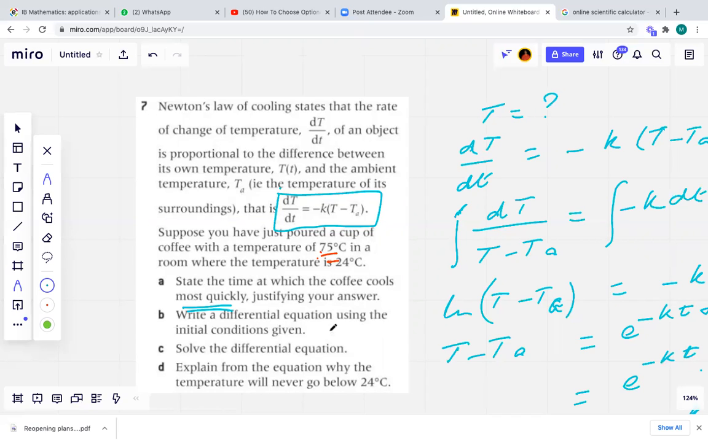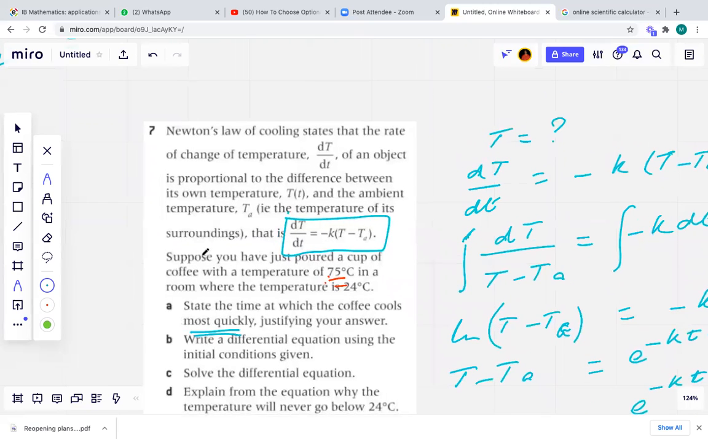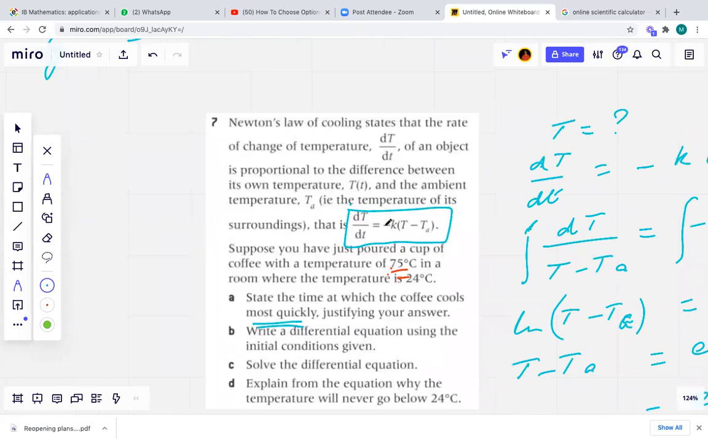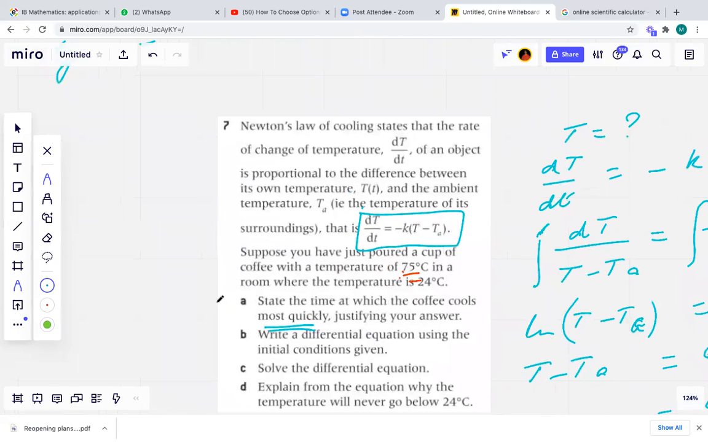No, again, you're mistaken. See, there are two T's here: there's a capital T, there's a small t. So at t equal to 0. Capital T is temperature, small t is time.